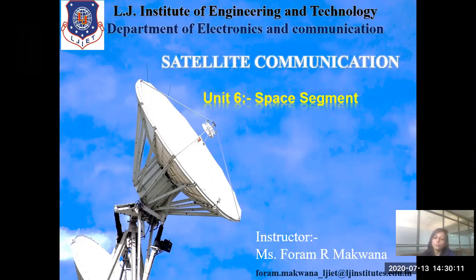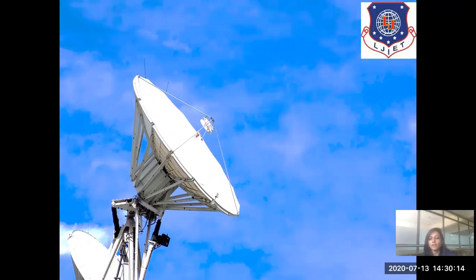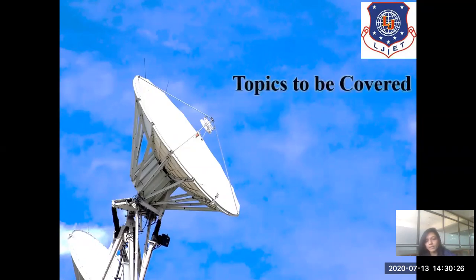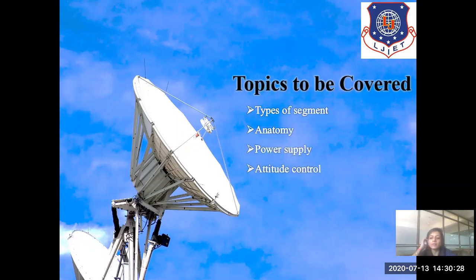Now what do you mean by space segment, and what is the importance of space segment? First of all, satellite communication consists of two segments. First one is Earth segment and second one is space segment. Earth segment we can also call the ground segment, right? So a communication link can be established between space and the earth. In today's session we will start the space segment.